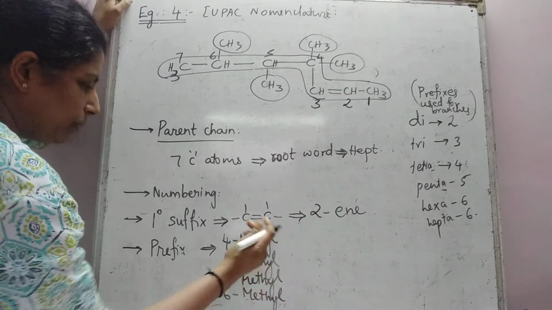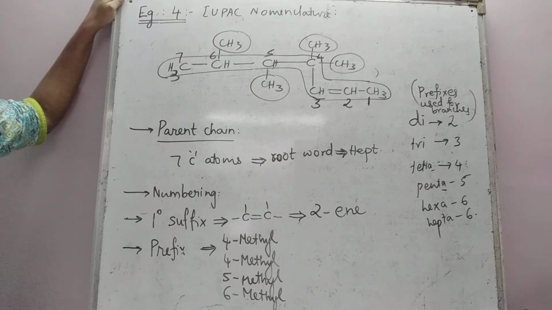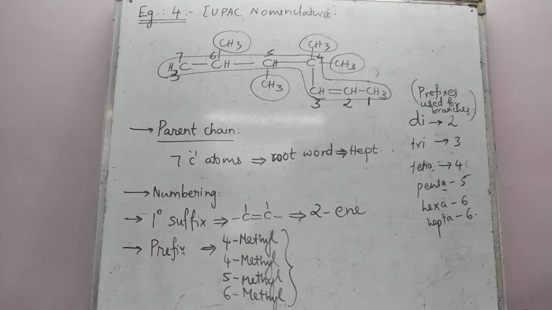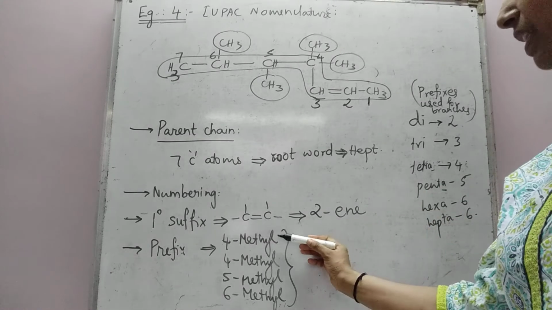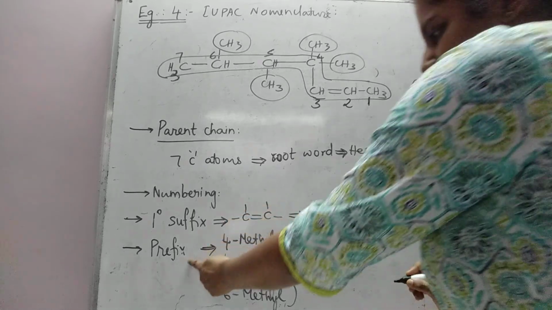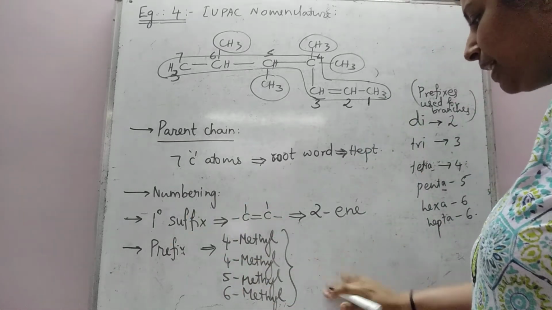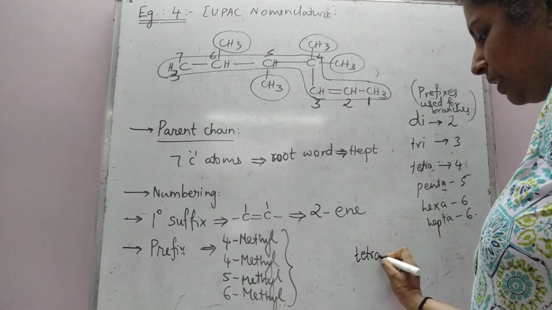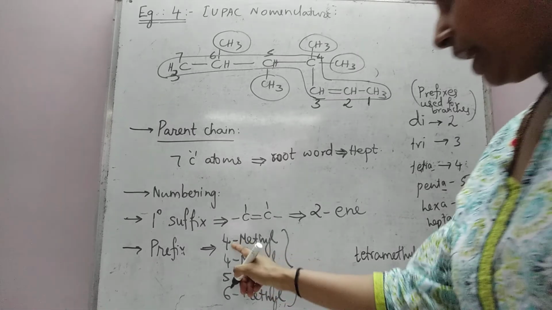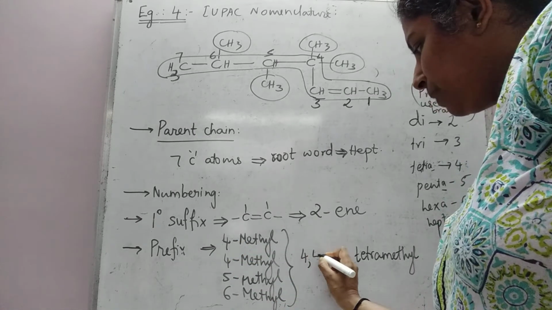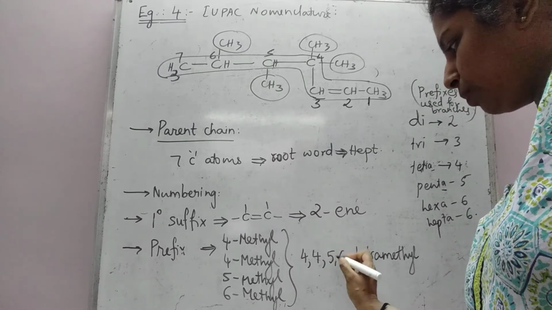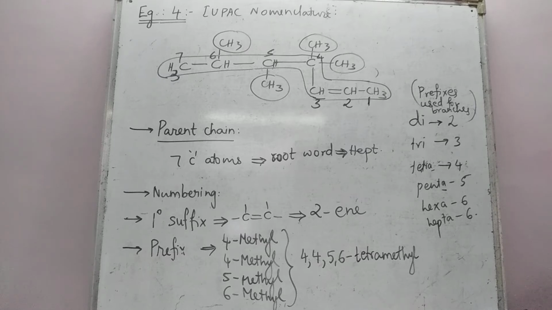Now this methyl word is getting repeated many times, so you can write a common word for all of this. How will you write that common word? You have already learned, since the methyl word is getting repeated 4 times, inside the prefix we are going to use another prefix, that is tetra. So tetramethyl is the prefix used. At what positions are the 4 methyl groups present? 4, 4, 5, 6. Tetramethyl is the prefix.